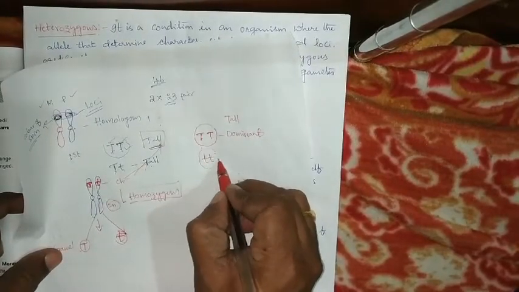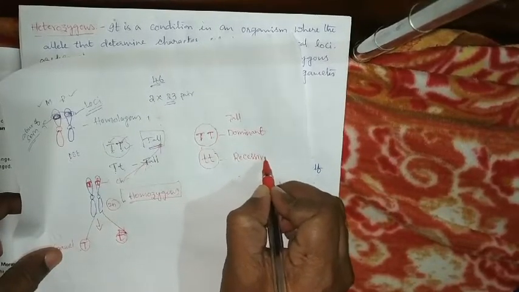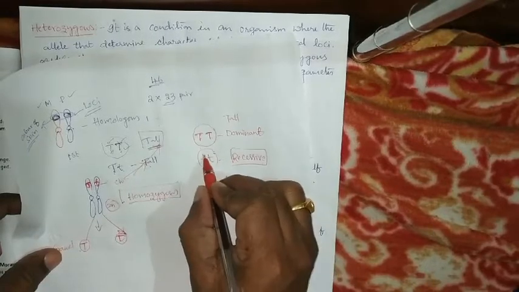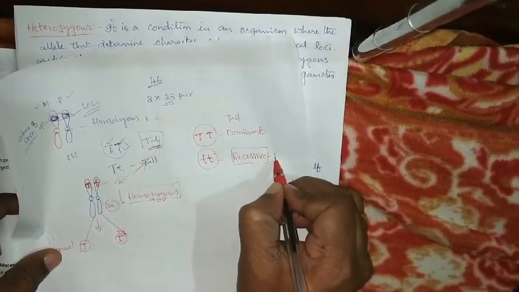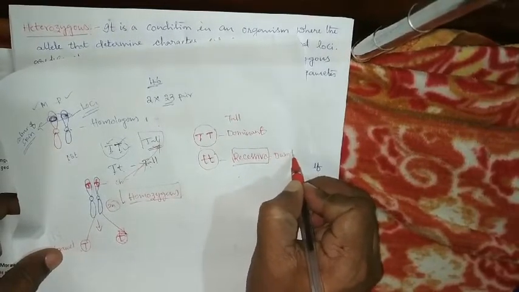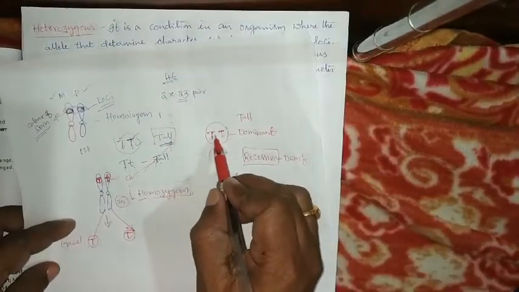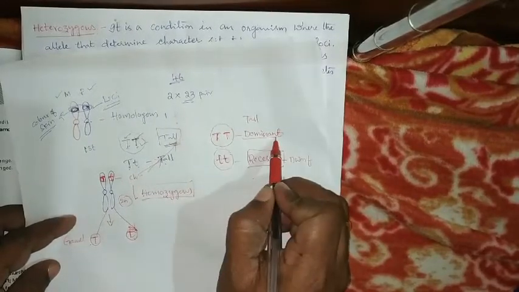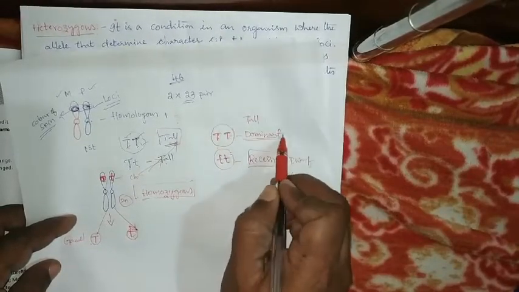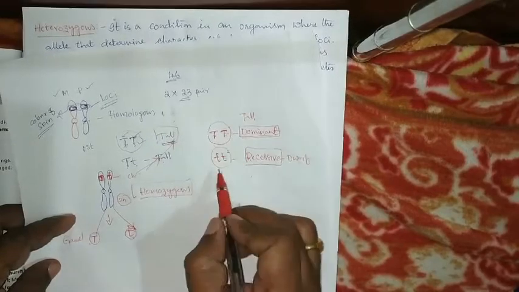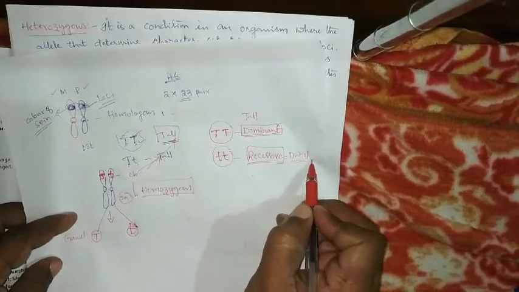For example, small t. The small t is a recessive allele. This recessive allele represents the recessive character. What is this recessive character? Short or dwarf. So in dominance, the capital T allele represents the dominant. When these alleles are dominant, that is tall. So the alleles are called dominant. The small letter represents the recessive character, which means the short or dwarf character.